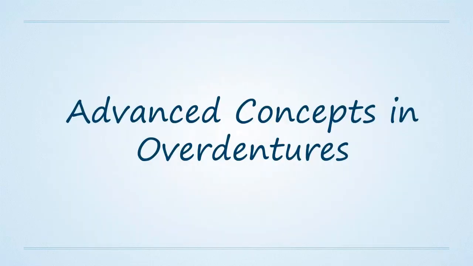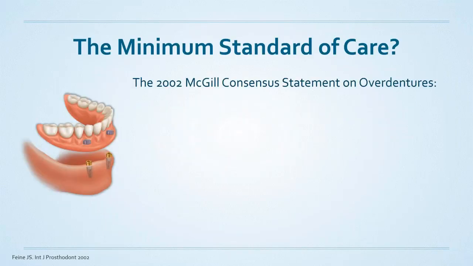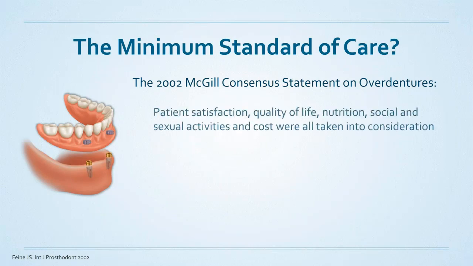So now let's take the last few minutes of our presentation to talk about some of the advanced concepts in overdentures. What we know is that many people do purport that the minimum standard of care for overdentures is a 2-implant overdenture. Now for me, I don't agree with this consensus, and I say it publicly. And the reason why is that I just don't like putting the word standard of care on something like this.